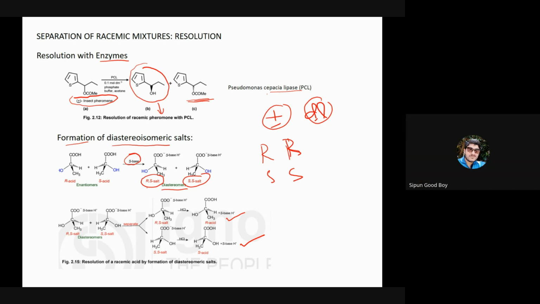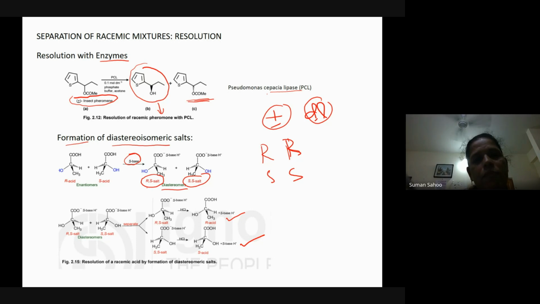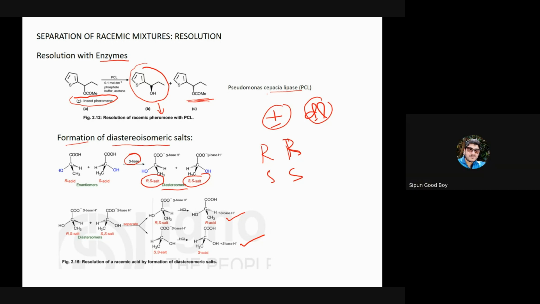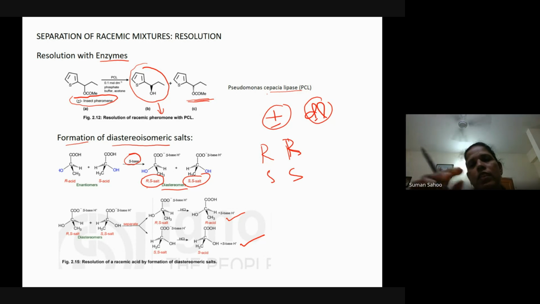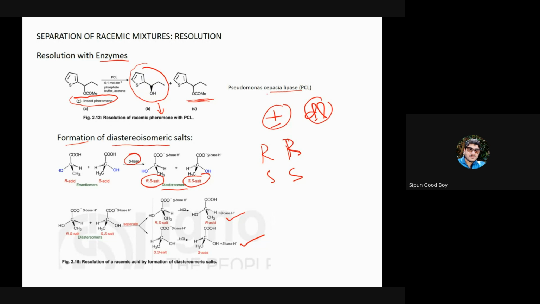If you have crystals, which means it should be a solid, and the crystals of one enantiomer look different from the crystals of the other enantiomer, then you can hand pick them through a magnifying glass. That is one method, but it's not very feasible because not all enantiomers form crystals. Next, you can do resolution.